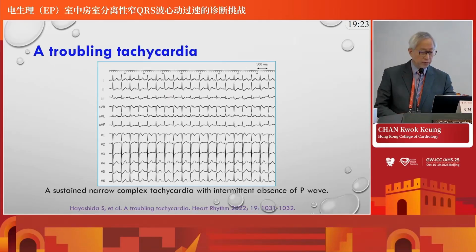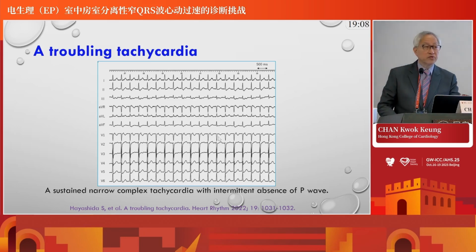Exactly, when we look carefully at the V1, we see that at some beats there are missing P waves. Some are with retrograde P wave, some are missing P waves. So this makes this SVT, or supraventricular tachycardia, very unusual, and I would like to share some thoughts about this special group of patients.